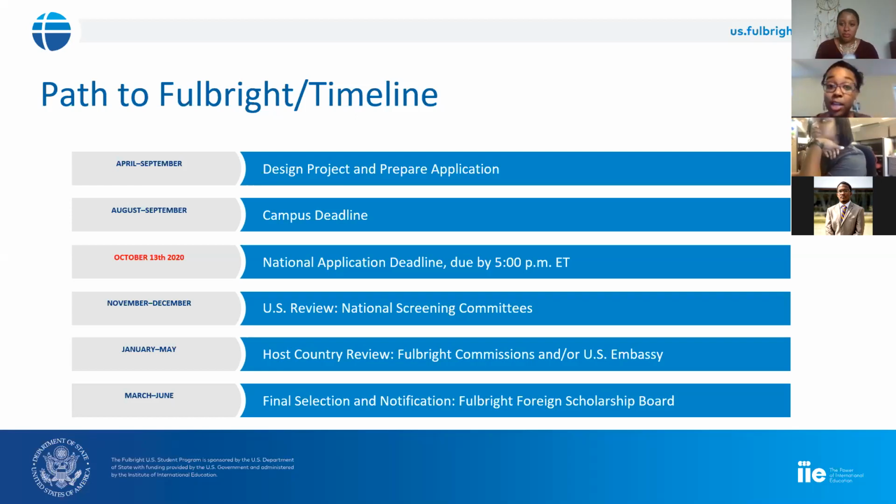Any bold claims that you make about a country or kind of exaggerate your knowledge might be able to get past the US side, but it's not going to make it past the host country. So that's very important to keep in mind. They make the final decision. If you make it past the first round, you'll find out about that in mid-January. And then between February and April, you'll probably find out if you're selected as a finalist or winner. So yeah, any questions about the timeline?